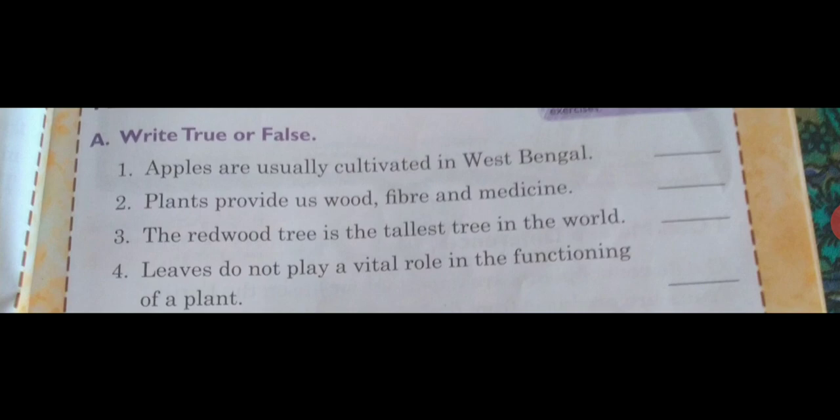The redwood tree is the tallest tree in the world. Yes, correct statement. Write down here, true. Leaves do not play a vital role in the functioning of a plant. This is the wrong statement. So write down here, false. Leaves play a vital role in the functioning of a plant. Leaves of the plants contain chlorophyll that helps leaves to trap the sunlight, and it is very important for the photosynthesis process. Now all of you do in your books. First write down false, then true, true, false.